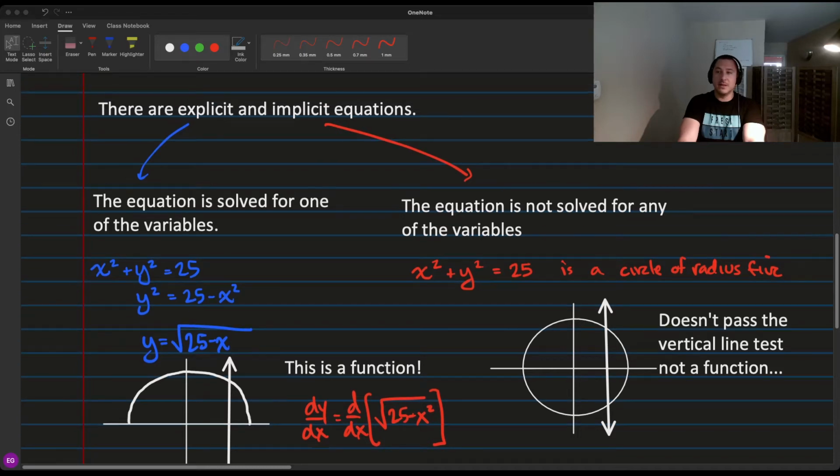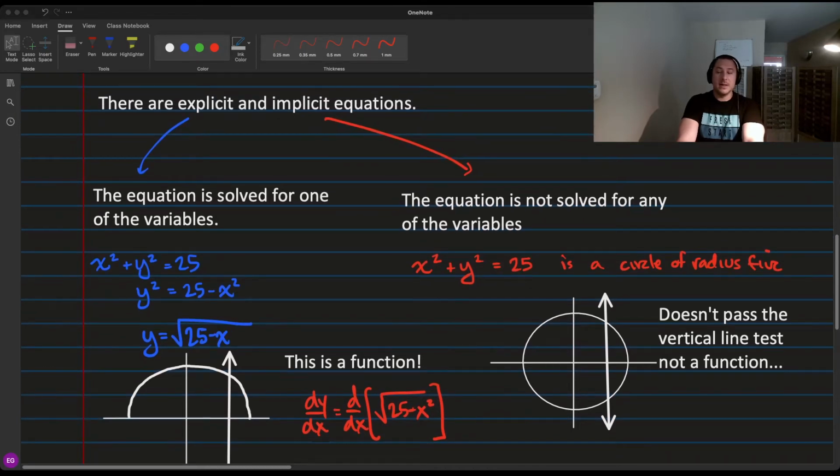Let me just summarize. There are explicit and implicit equations. Equations that are explicit are solved for one of the variables. Equations that are implicit are not solved for any of the variables. An example of an implicit equation would be x squared plus y squared equals 25. If you look at this, it's a circle with radius 5.